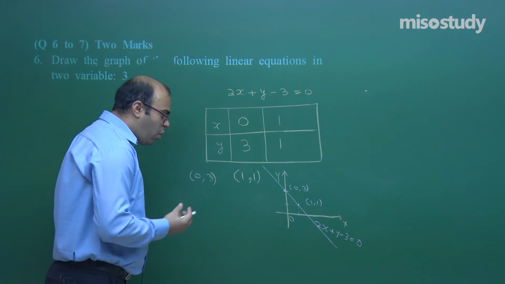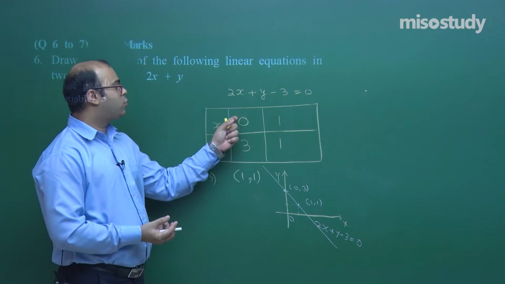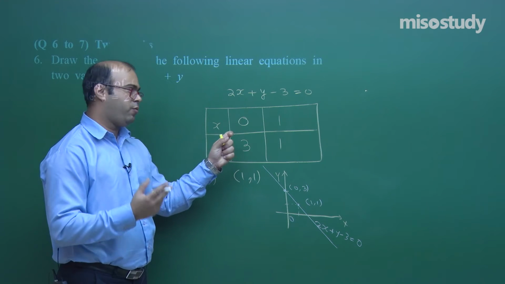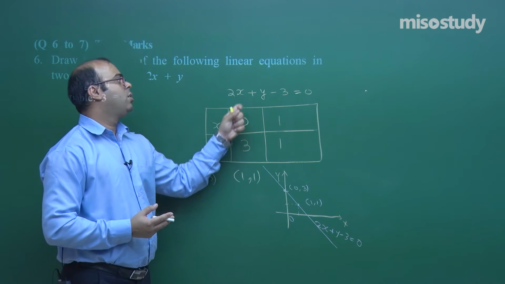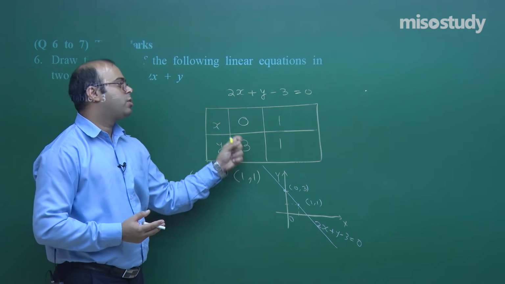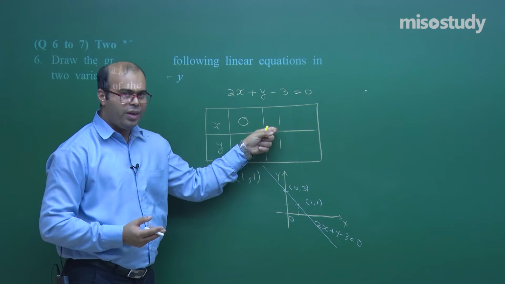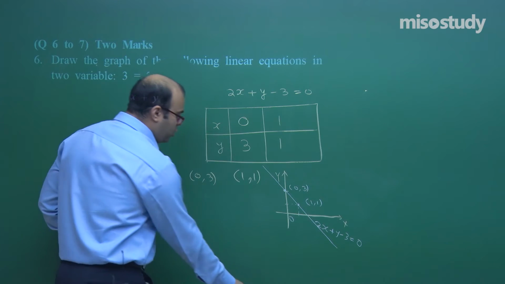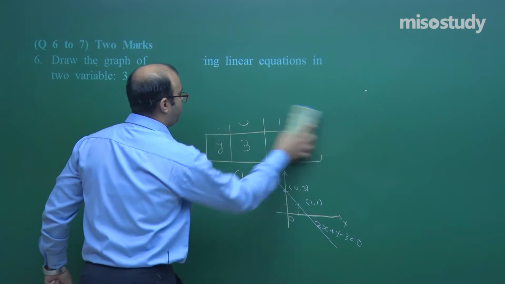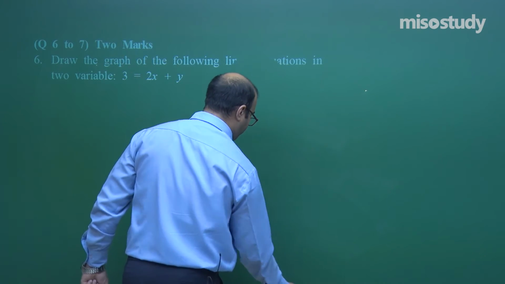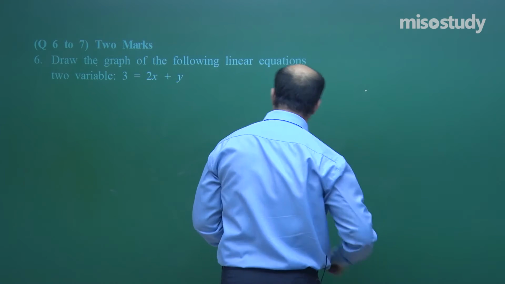So, in order to draw a line, we have to find 2 solutions, that is enough. So, we take a value of x, for that we get a value of y. Similarly, we take another value of x, we get another value of y. So, we get 2 points and we join those 2 points, we get the line. Let us move on to the next question, students.